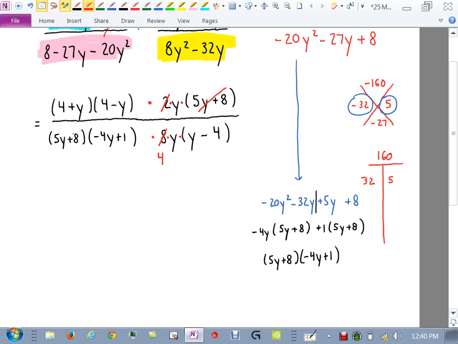5y plus 8 cancels with this one, 5y plus 8. I also heard a y. This y and this y cancel. Well, they're attached to them with multiplication, but you can look at them separately, yeah.